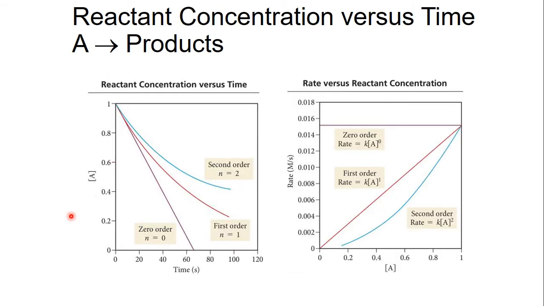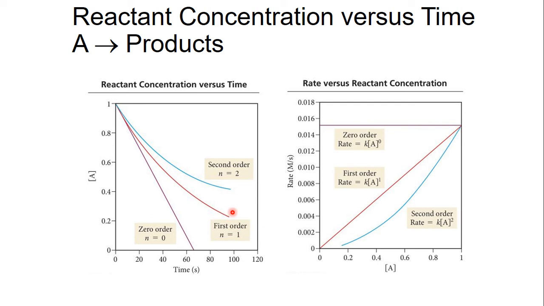Right, and here's a graphical representation of what is going on. Here is the concentration of A on the y-axis and time on the x-axis for zero order, first order, and second order. Zero order is a linear decline. First and second order have a curved decline. If I gave you this graph of concentration versus time, you could tell the reaction was zero order because the A would be a straight line.